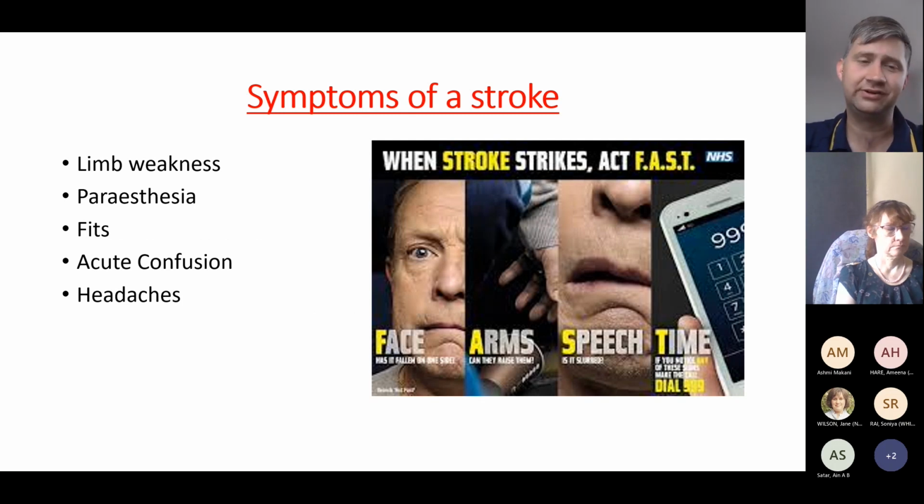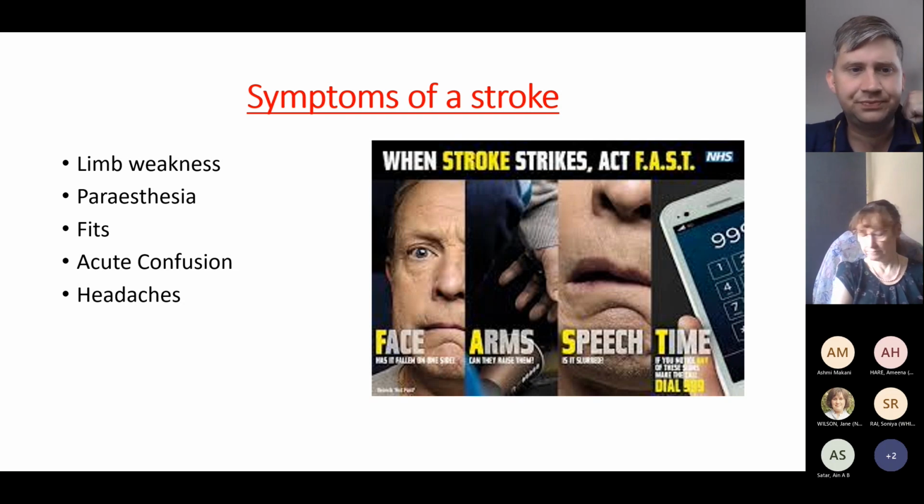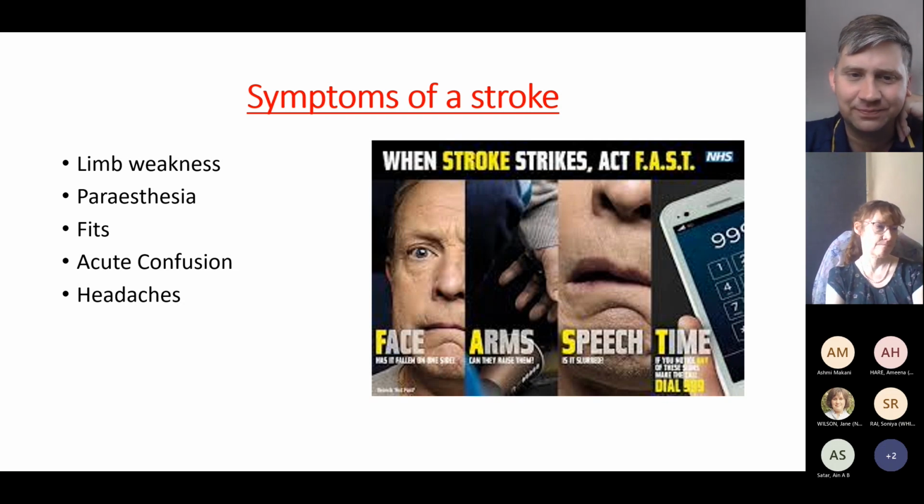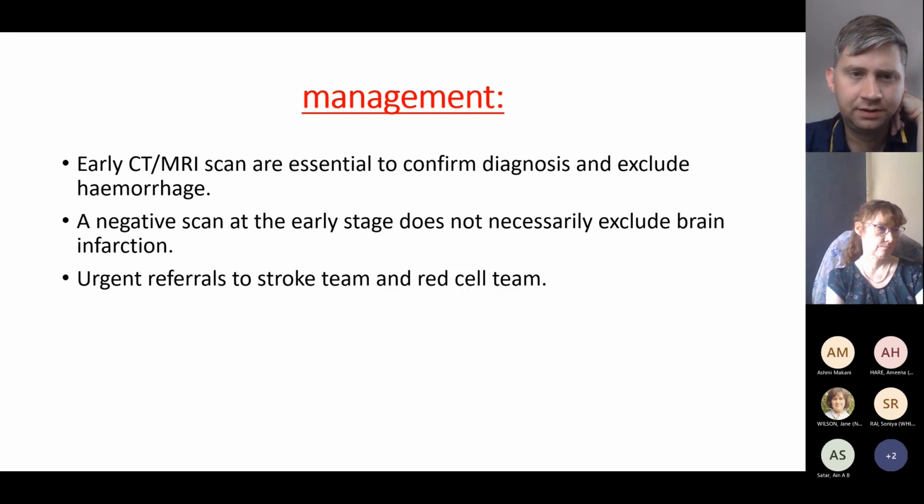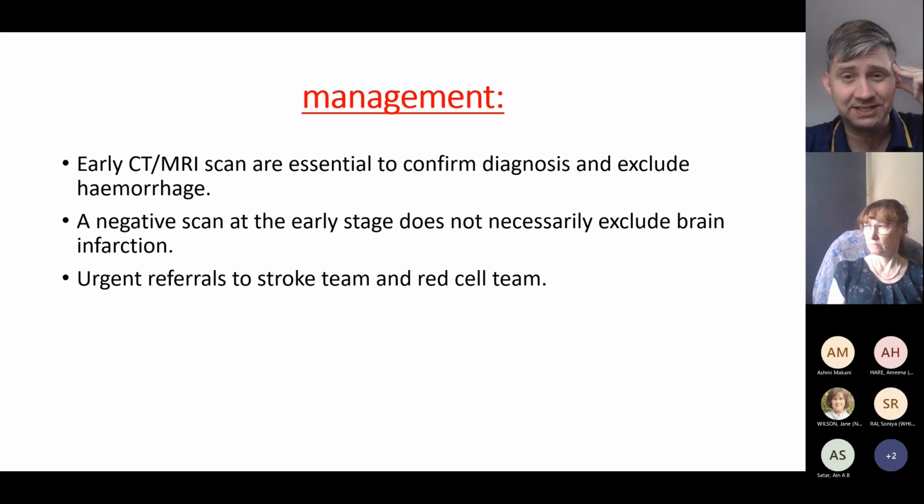Symptoms are very generalized: limb weakness, paresthesia, so like pins and needles, fits, acute confusion, headaches, and as in that little image there saying act fast, be mindful of face, arms, and speech. We need to do some scanning to make sure what's happening. They'll usually come in as a priority call, and the stroke team will be alerted that they're coming in with suspected stroke. If the patient's known to have sickle cell disease, the teams will speak together and the red cell team will be involved.